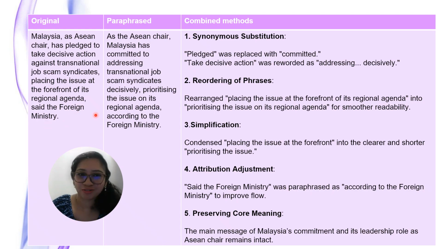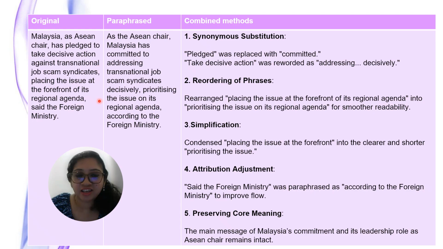That's quite a mouthful. So, the paraphrased version, of course, this is just a suggested version. So, it says, as the ASEAN chair, Malaysia has committed to addressing transnational job scam syndicates decisively, prioritizing the issue on its regional agenda, according to the Foreign Ministry.